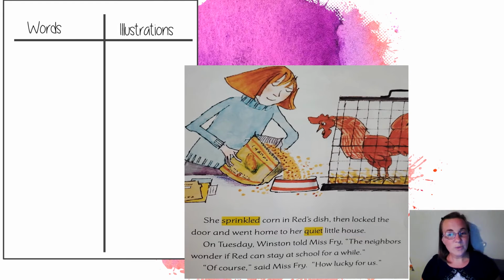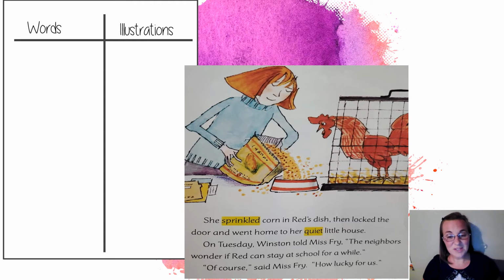Let's do a close rereading of some of the pages from Teacher's Pets so we can think about Miss Fry and the kind of person that she is. Let's read this page. It's 151 in your Journeys text. You can pause the video and find it so that you can read along, or you can just read along with me on the slide.